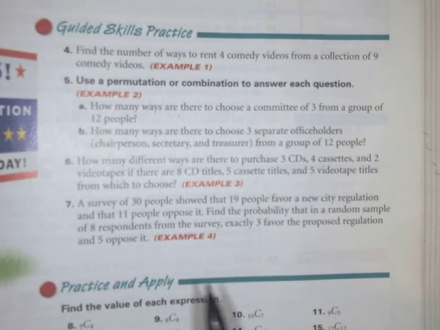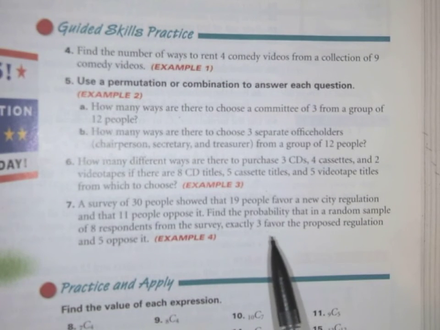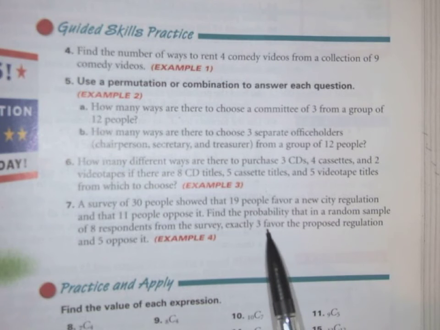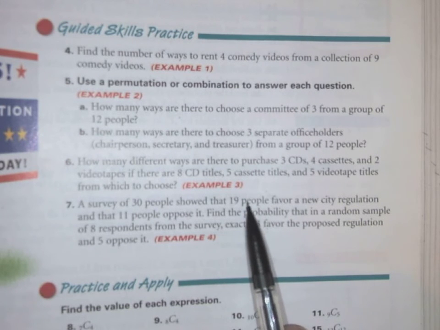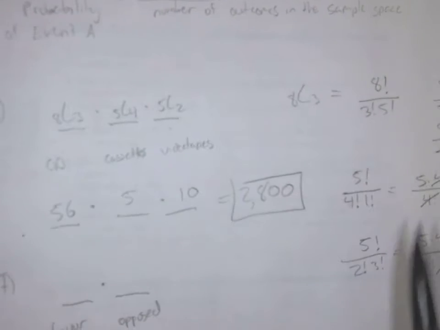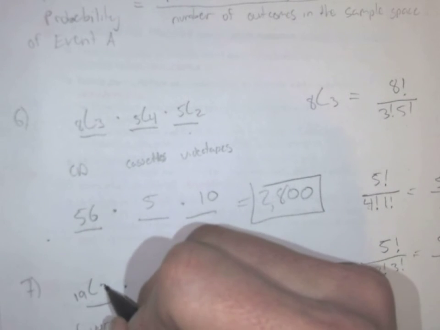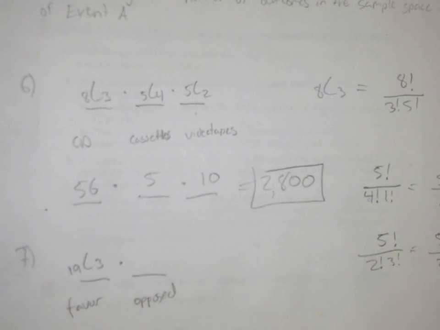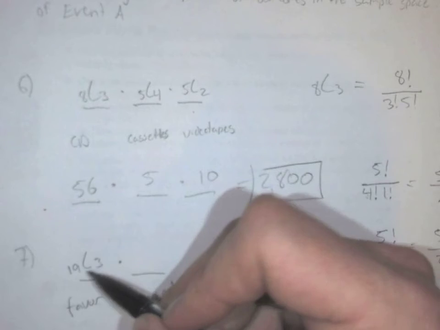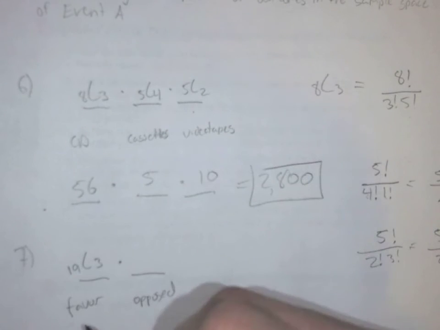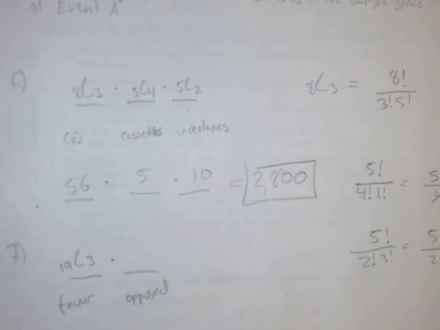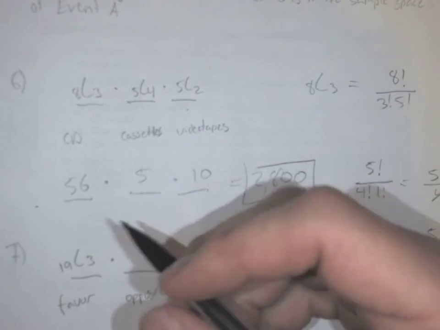So going back to the problem, we have 3 that favor out of 19. So 3 out of 19. So we have 19 people to choose from, and we're going to choose 3 of them. Or we want to be able to select 3 at a time from 19. That's all the different ways there are to choose 3 people who are in favor, excuse me.